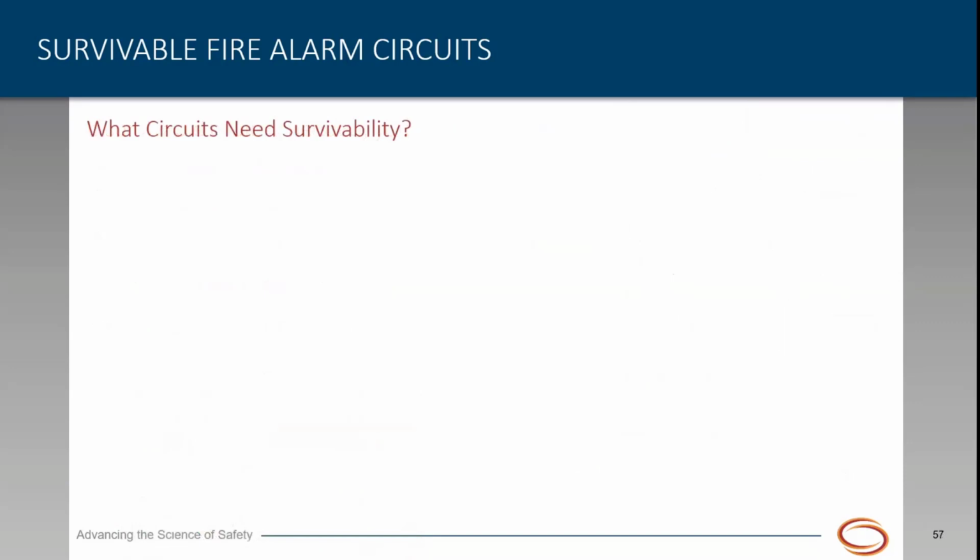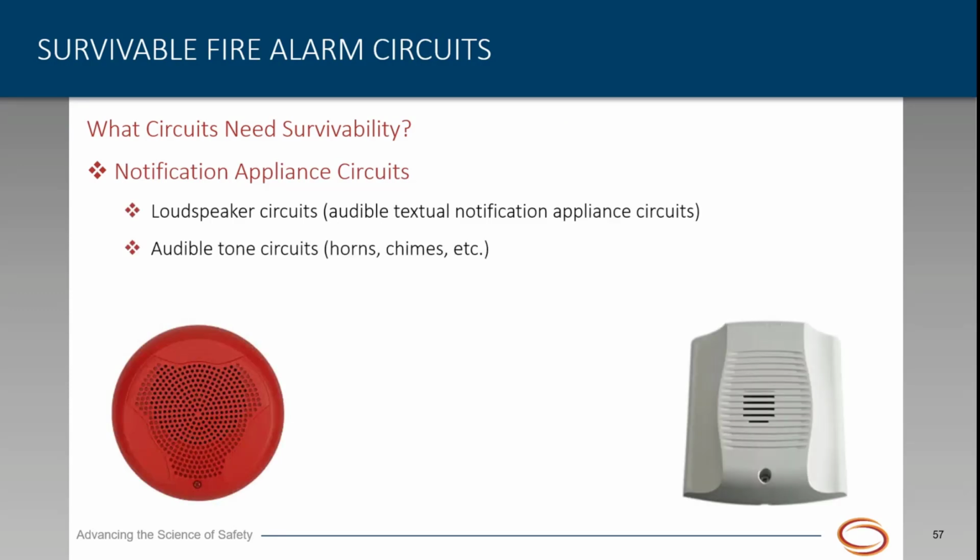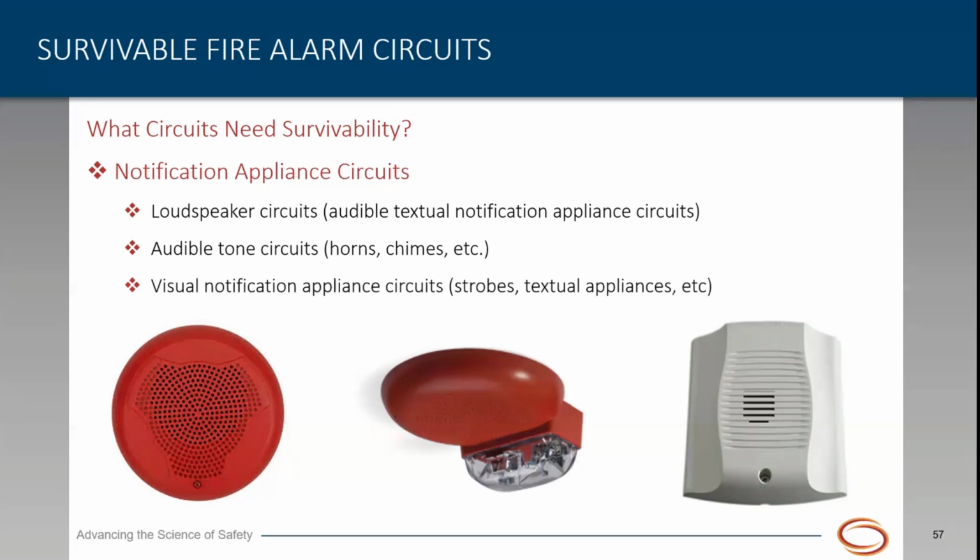So now back to the 3 questions we need to answer. First, what circuits need survivability? Well, very first and foremost, all types of notification appliance circuits. Now that includes loudspeaker circuits, that includes audible tone circuits like chimes or horns if we're using relocation or partial evacuation, and visual circuits, so strobes, textual appliances, anything else that we might be using. Any notification appliance is going to need some survivability if we're using that relocation or partial evacuation.